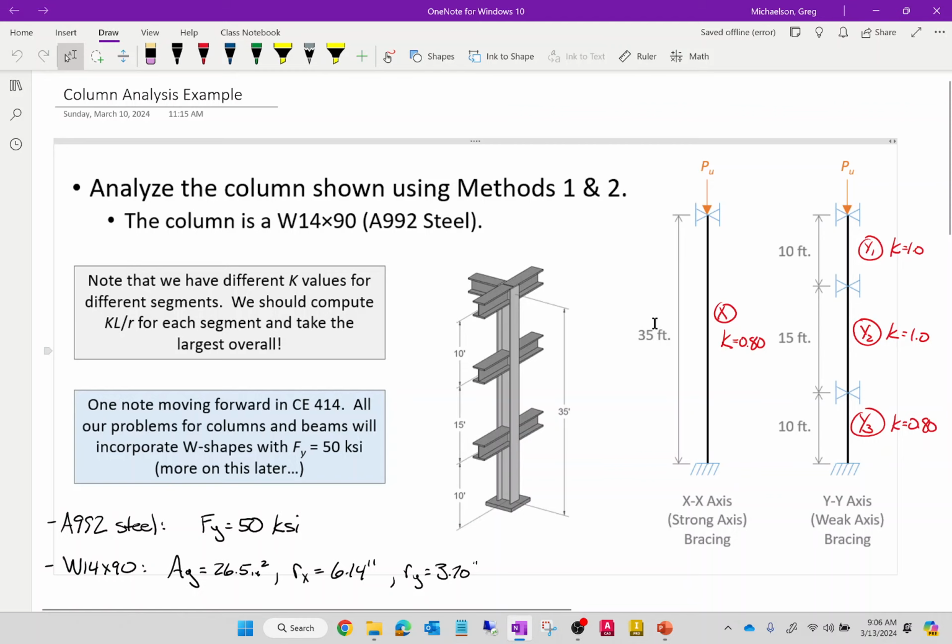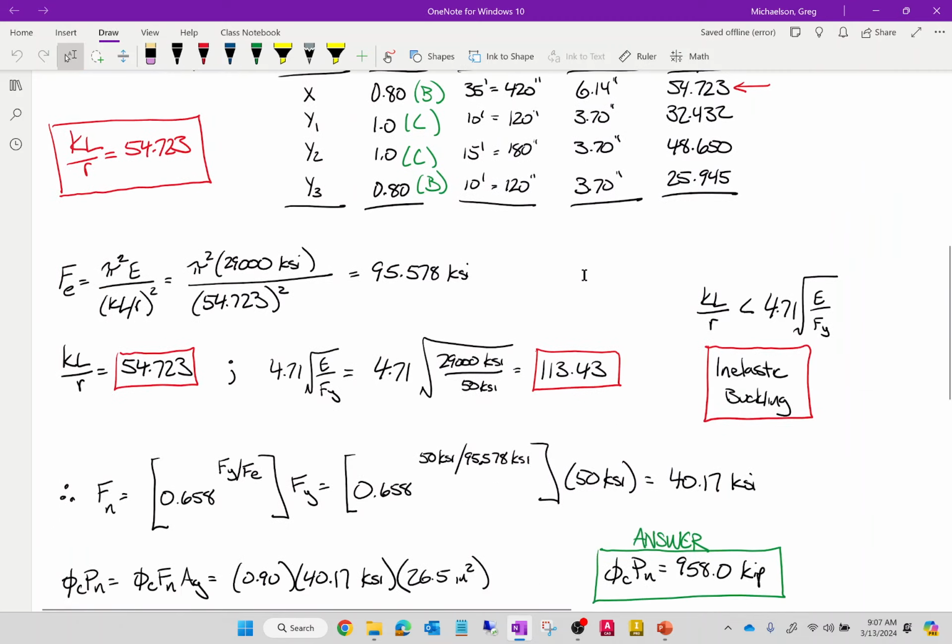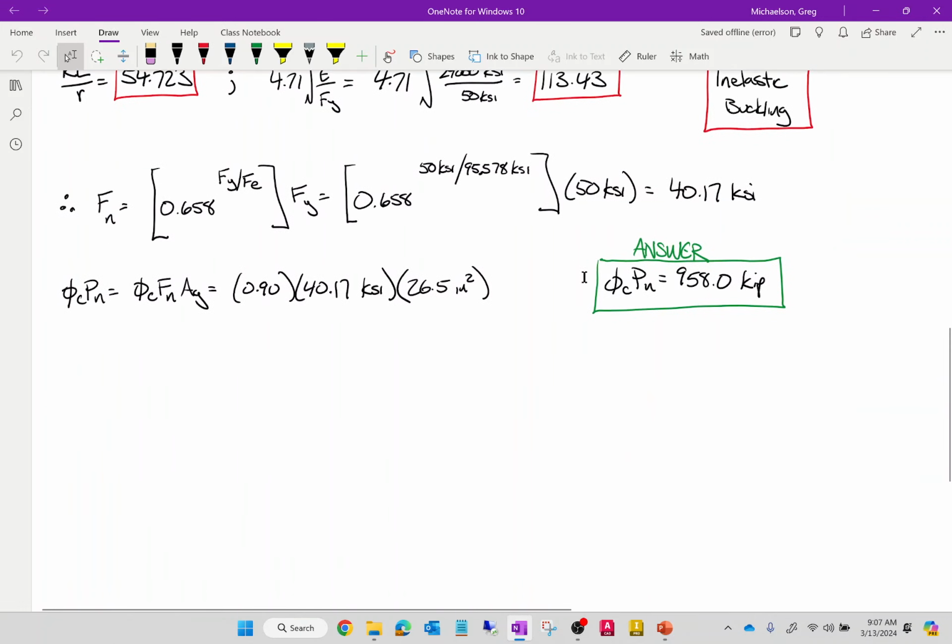So this is the problem. Remember on the y-axis, we can say that this is the biggest segment, that we can just consider y2 because it has the longest length and the highest k value. So what is KL going to be for the y-axis, by the way? We have a k value of 1 and a length of 15. So KLY is going to be 15 feet. KLX is going to be 0.8 times 35, so we're going to have to do something with that. Now, this is how we did this using method 1. In method 1, we got 958 kips. So let's see how this works.